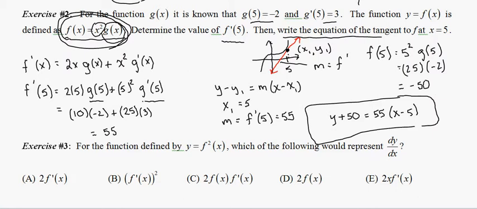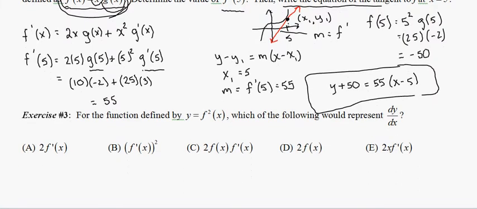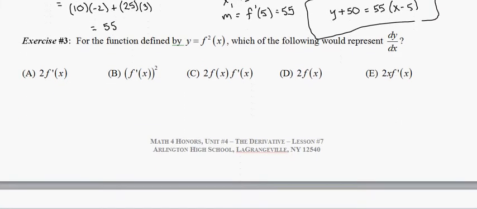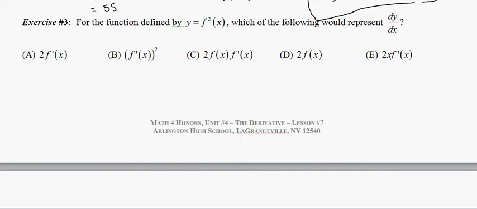All right, don't ever forget to answer the questions that are asked. Let's take a look at exercise 3. It says, for the function defined by y equals, and I'm not going to even say this function out loud. I'd like you to look at that and think about how you interpret that. But they give us this weird looking thing, f with a 2, and then they ask us which of the following would represent dy dx.